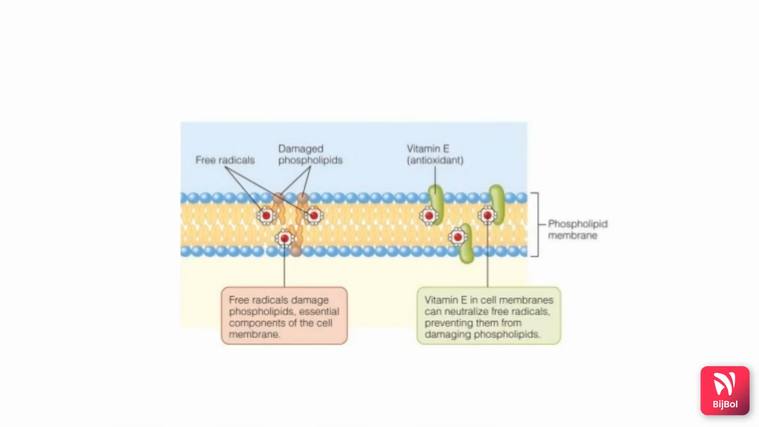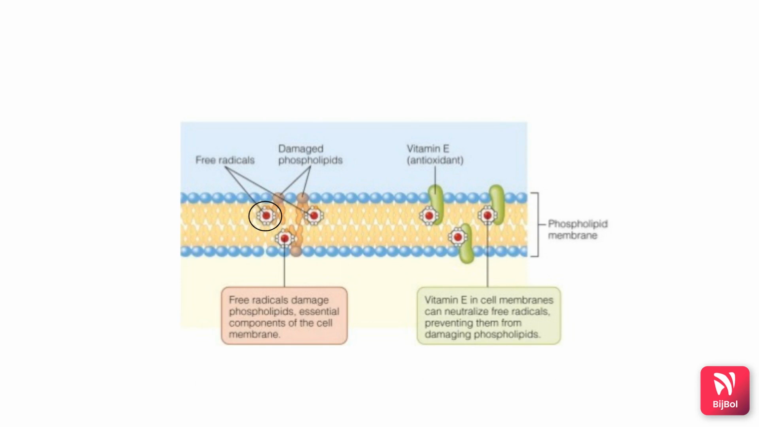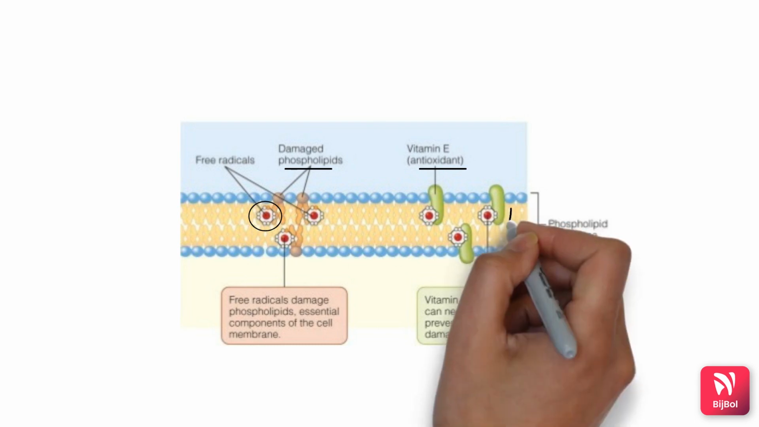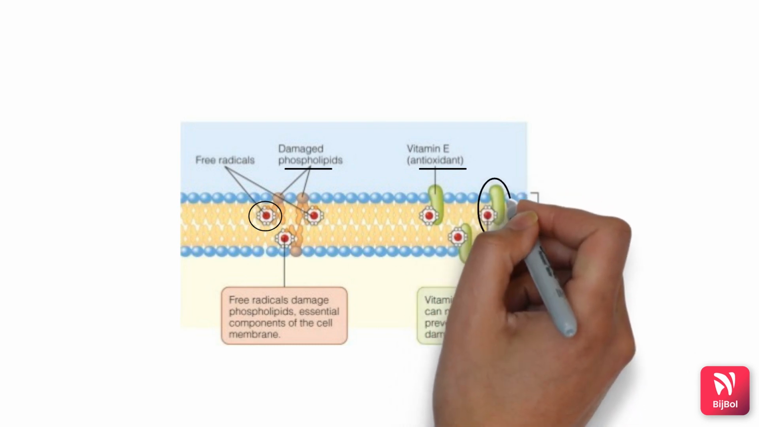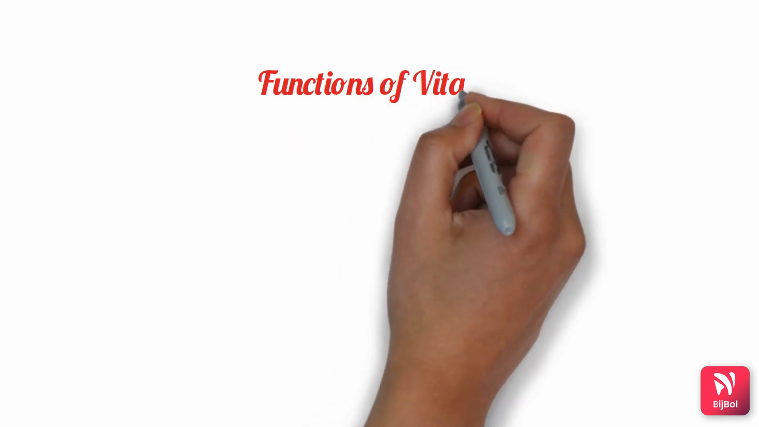Now let us discuss the antioxidant property of vitamin E. Here is a free radical in the cell membrane. It damages the phospholipids. Generally, free radicals damage the phospholipids and disturb the cell membrane structure. If vitamin E is present in the body in sufficient amounts, being the antioxidant vitamin, it generally binds with the free radicals present in the cell membrane. So vitamin E in the cell membranes can neutralize the free radicals, preventing them from damaging the phospholipids. So vitamin E neutralizes the free radicals and prevents the cell membrane damage.